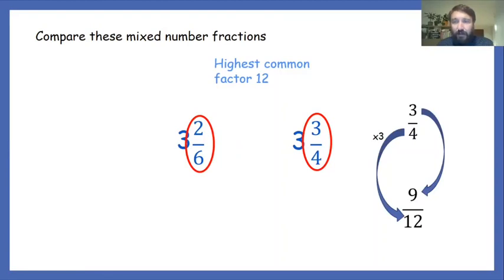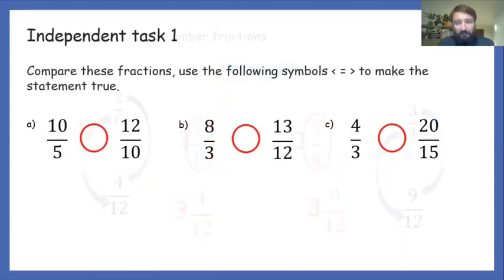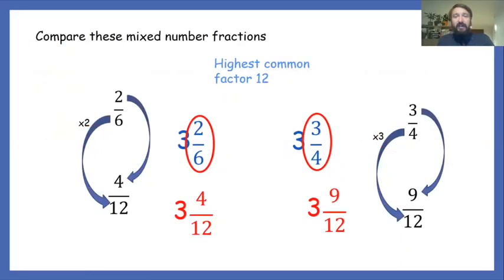So here we go. We've got my 3 times 3 is going to give me 9. My 4 times 3 will give me 12. Okay, and over the other side, I'm looking at doing 6 times 2, which will give me 12, and my 2 times 2 will give me 4. So therefore, we can look at these fractions as 3 4/12 and 3 9/12, giving us a larger fraction of 3 3/4 there.